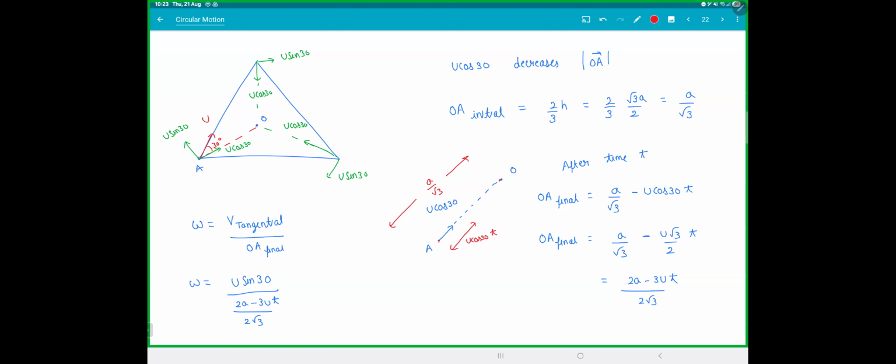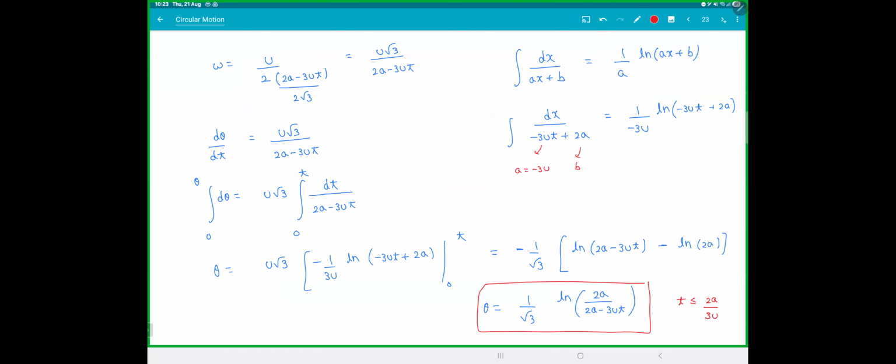So here what was happening is, omega is v tangential by OA, and v tangential is constant. At every time it is u sin 30. The problem is the distance between them is decreasing. So here omega is changing. Once we got omega, this page is completely done. Once you defined omega, physics got over. Clear with this?